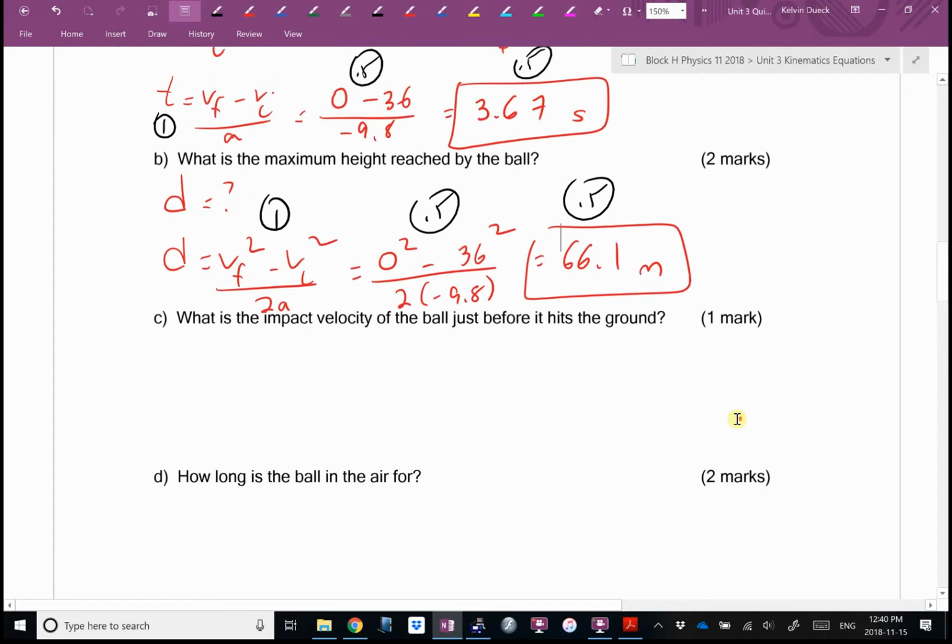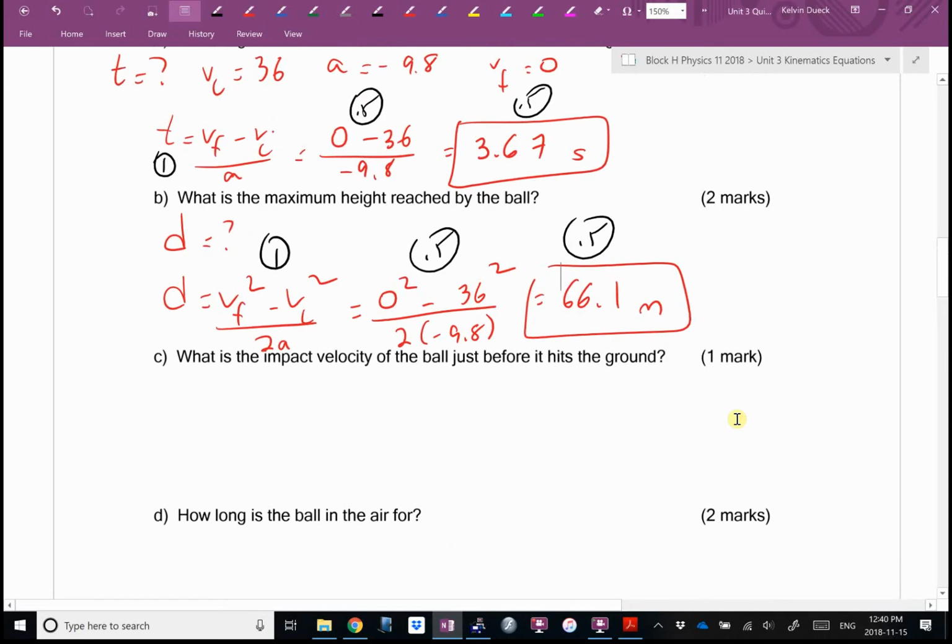So here's the question. How the heck can I do C without doing any work? What's the impact velocity of the ball? Did we start on the ground? Looking at number 1 at the top there, looking at number 2 at the top. Did we start it on the ground? Yeah. Did we end up on the ground? Yeah. So we're not on a cliff? Then we have a bunch of shortcuts. And one of the things we can say if we start on the ground and end on the ground is what goes up must come down. So what's V final? Negative 36.